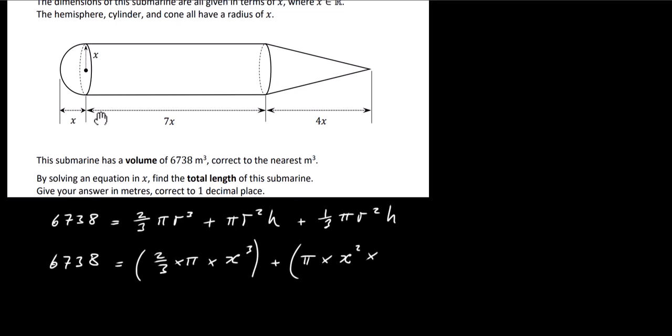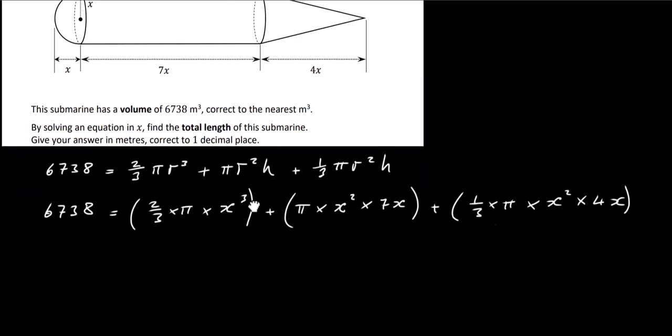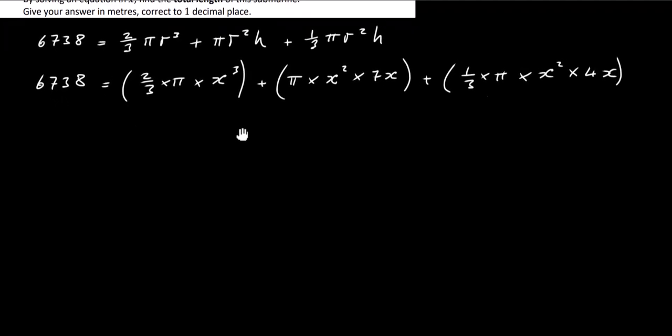Now the height of our cylinder is this distance here, which is 7x. So that's just 7x there. And then we've got 1/3 times pi times r squared, which again is x squared, times h. The height of our cone here is 4x. We've got to multiply this by 4x. So this is the equation we've got to solve. It looks quite big, but it's not too bad really.